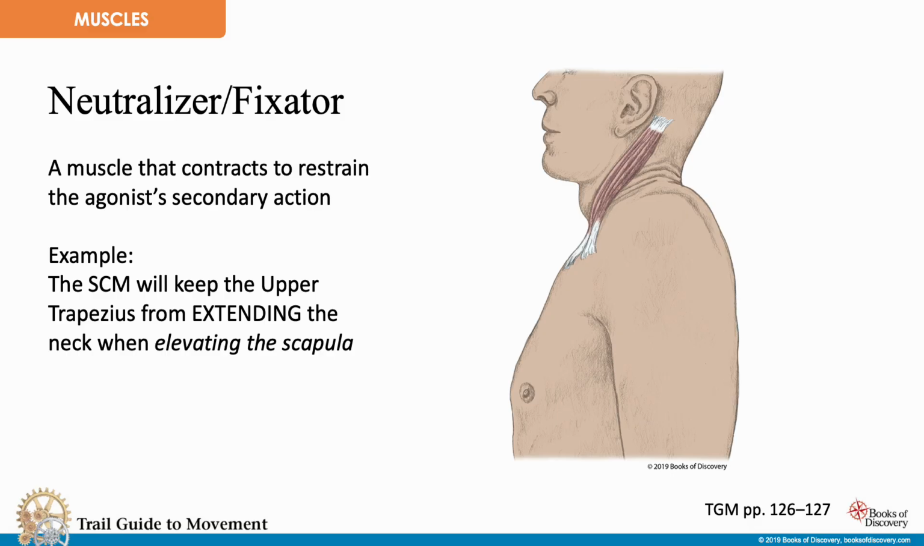In this example, the SCM contracts just enough to fix the neck in place, canceling out that unwanted secondary action of the trap. It acts like a stabilizer, making sure that the force of the agonist only goes exactly where we want it. Without fixators, our movements would be messy and imprecise.